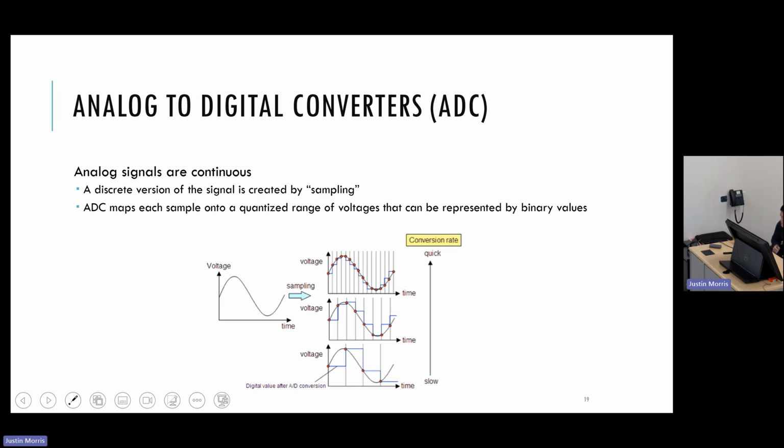So, back to the analog to digital converters. Our analog signals are continuous, right? These are the things that we're trying to sample. And we're going to create this discrete version of the signal by doing the sampling. So this analog to digital conversion is going to map each sample onto a quantized range of voltages that can be represented by binary values.